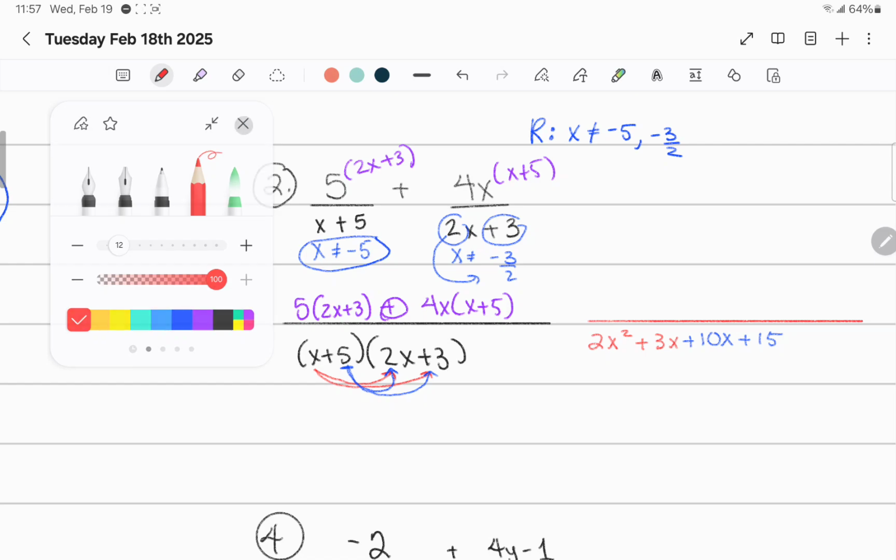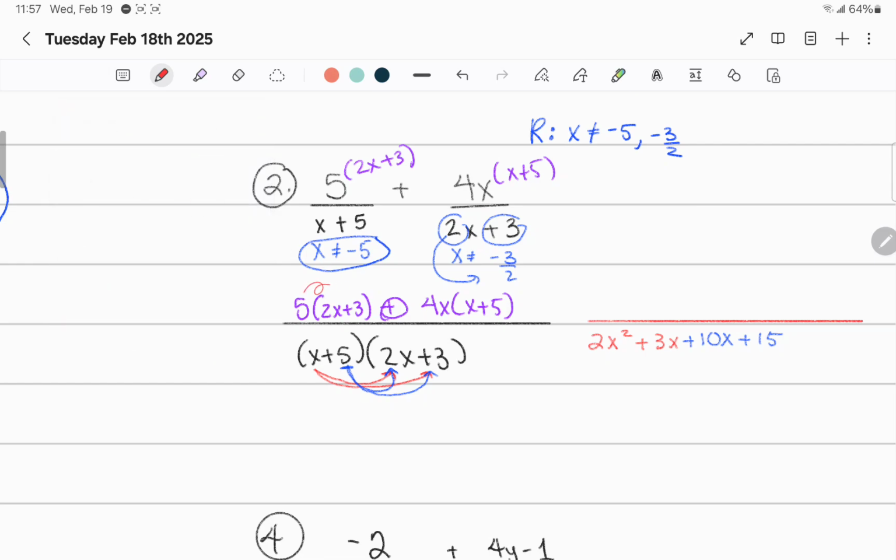All right, now for the top, same thing. We're just distributing 5 times 2x, that's 10x, not x squared, because only one of them has x. And then 5 times 3 is 15, no x, because 5 and 3 don't have x's. Next, we have 4x times x, that is 4x squared because they both have x's. And then 4x times 5 is 20.